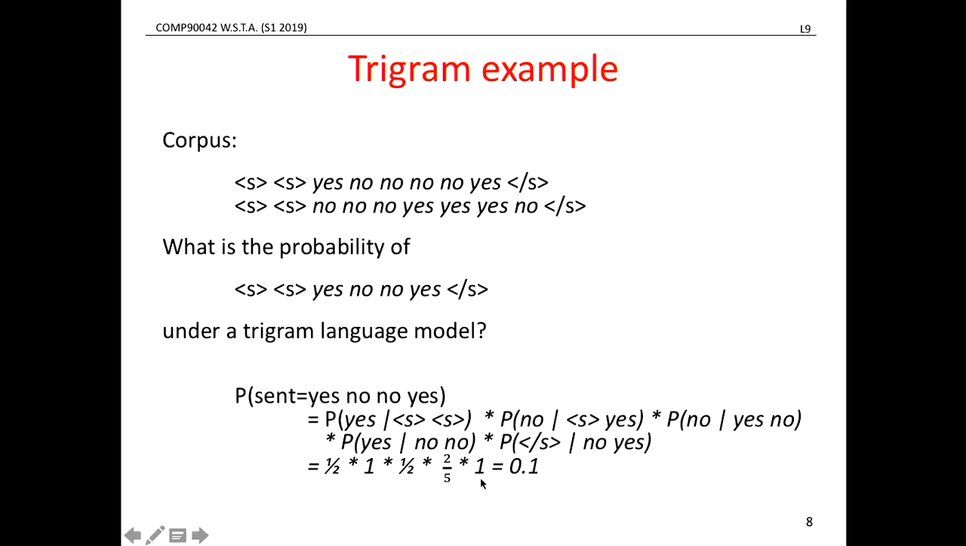If we jump, say, to the end one, what's the probability given no yes of being the stop symbol? There's only one case where you have a yes after a no, which is here. Stop symbol is the only symbol that follows it, so the probability is 1 of seeing that. The probability of seeing no or yes is 0 here.